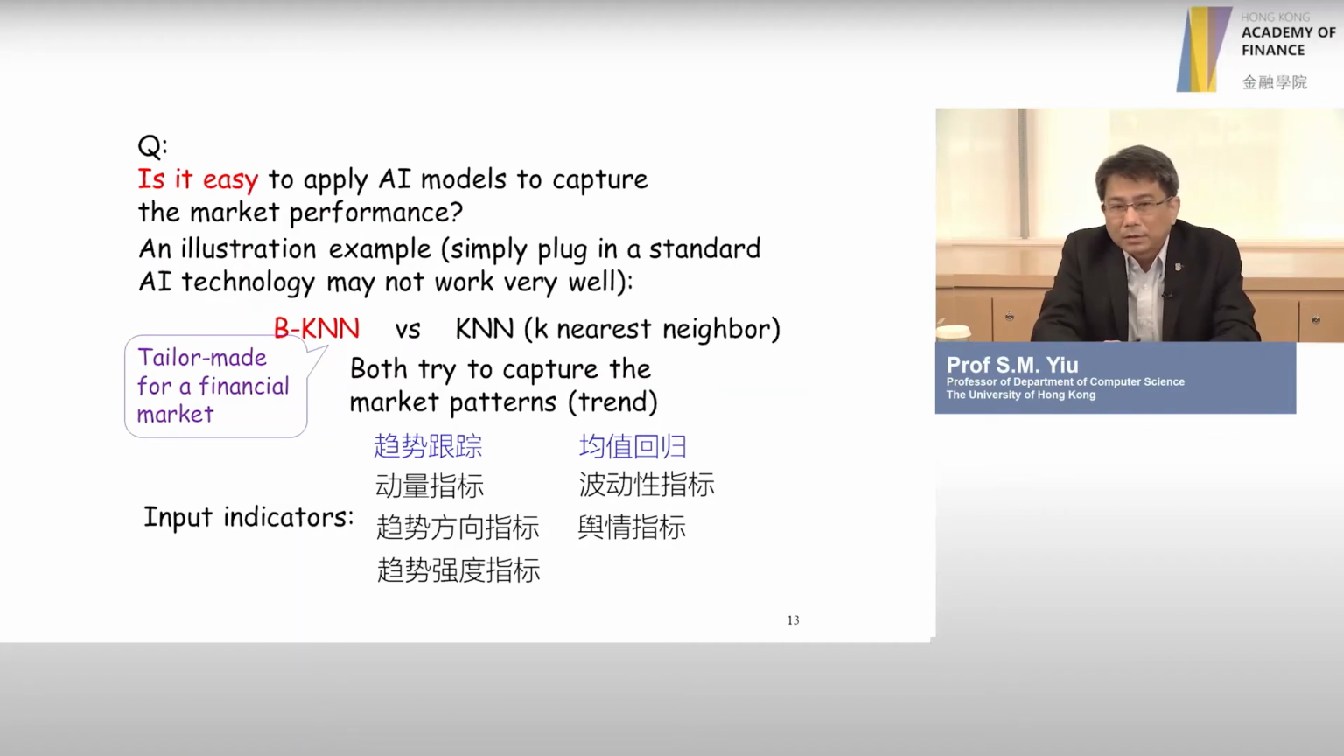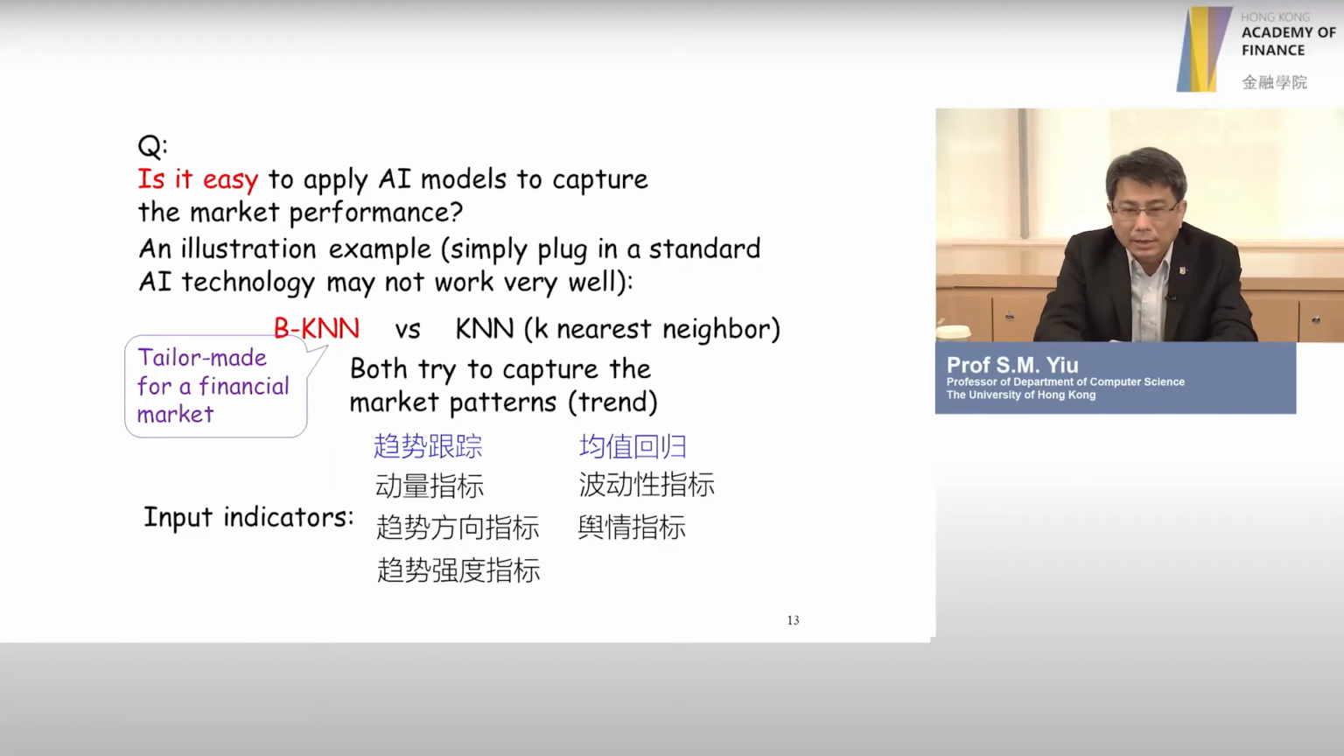Okay, and my last question is, AI, everybody knows this term now, okay? So my quick question is: is it easy to apply an AI model to capture the market performance? Of course, you know that the answer is no, right? Otherwise, I would just put in one AI model and get rich, okay? Let me give you an illustration that if you simply plug a standard AI model into a set of financial data, the performance may not be very good, okay?